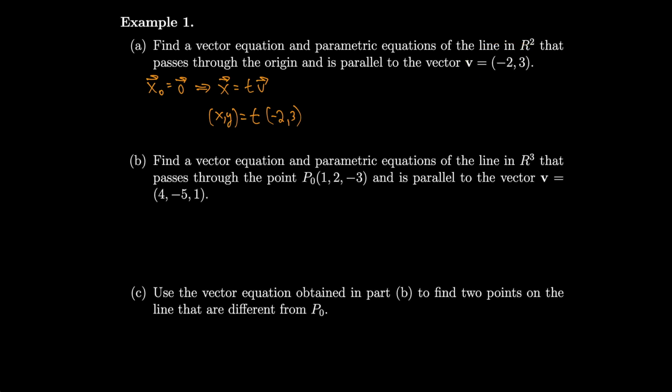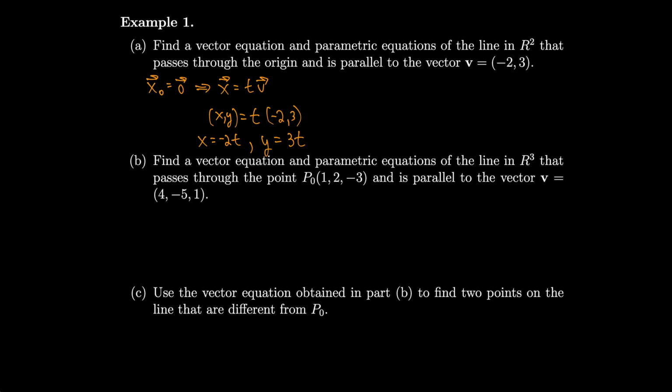So that's our equation. We could also write that as x is equal to minus 2t, because for the x component we could just multiply the t by the minus 2, and we can also get that y equals 3t. So those are the parametric equations.